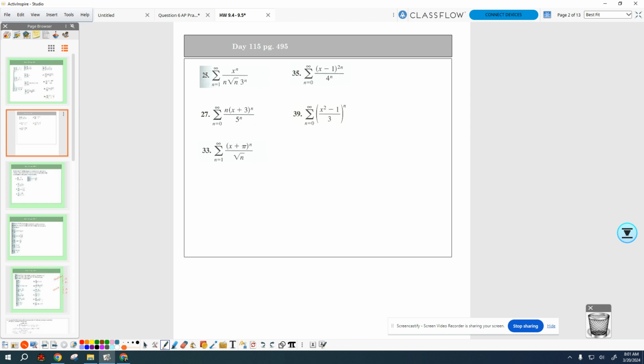Any questions for 9.5, 9.3? 9.3 is error, 9.5 is testing endpoints, 9.4 was ratio test. You guys okay with setting up ratio test?